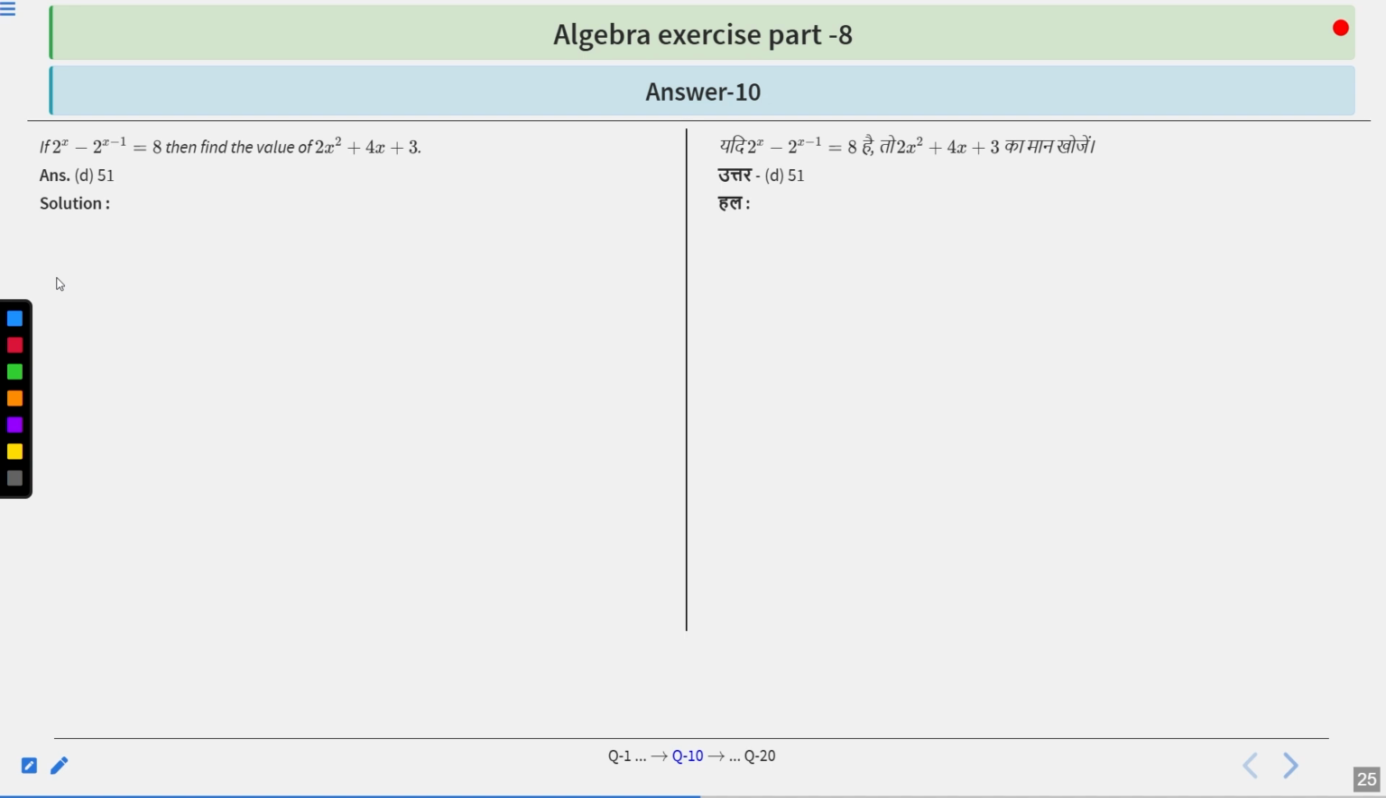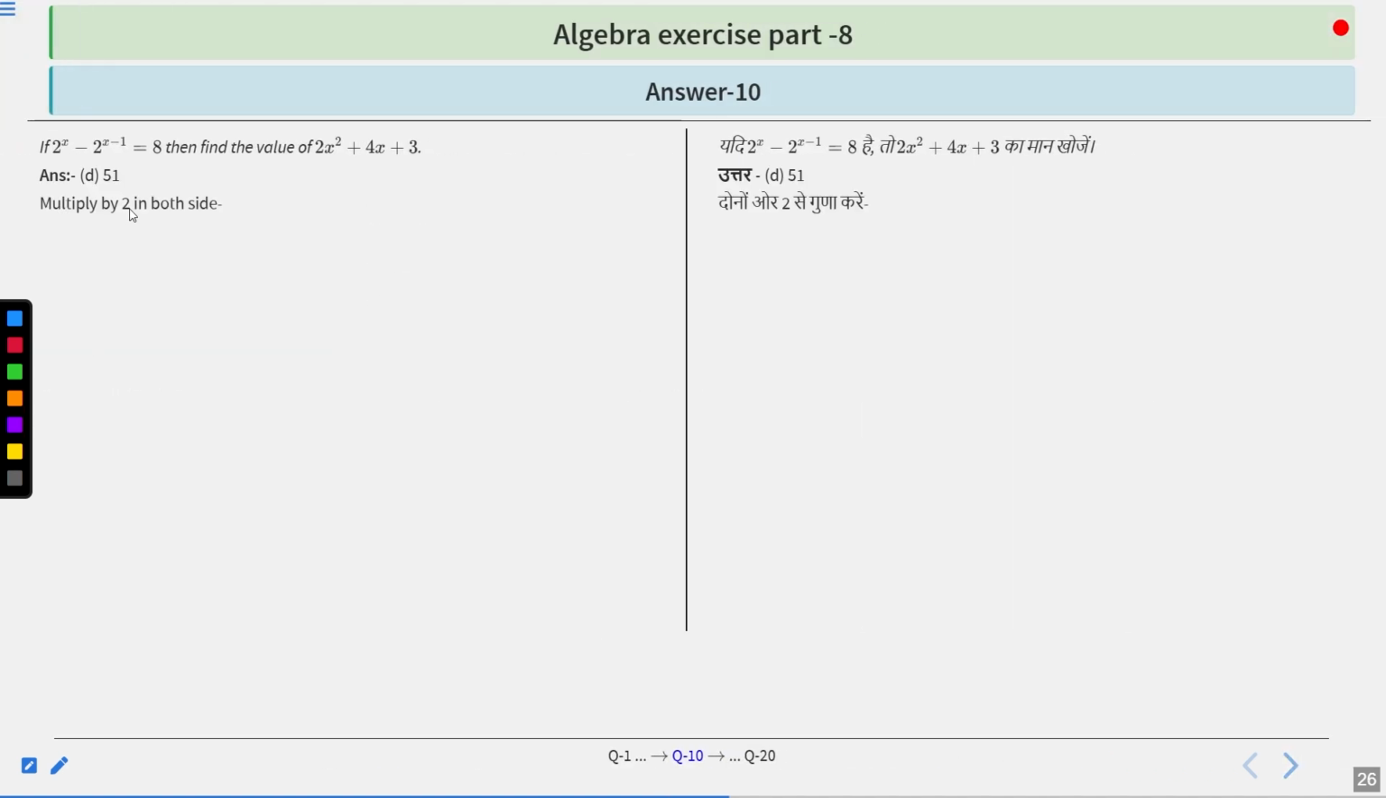Now let us look at the solution of this question. The given thing was 2 raised to power x minus 2 raised to power x minus 1 is equal to 8. Taking 2 raised to power x common from the left hand side, we get 1 minus 2 raised to power minus 1 inside the bracket. That is equal to 2 cube, because 8 can be written as 2 into 2 into 2, 2 cube. So 2 raised to power x into 1 minus 2 raised to power minus 1, which can be written as 1 upon 2, is equal to 2 cube. So 2 raised to power x into 1 minus 1 upon 2 is 1 upon 2. That is equal to 2 raised to power 3.